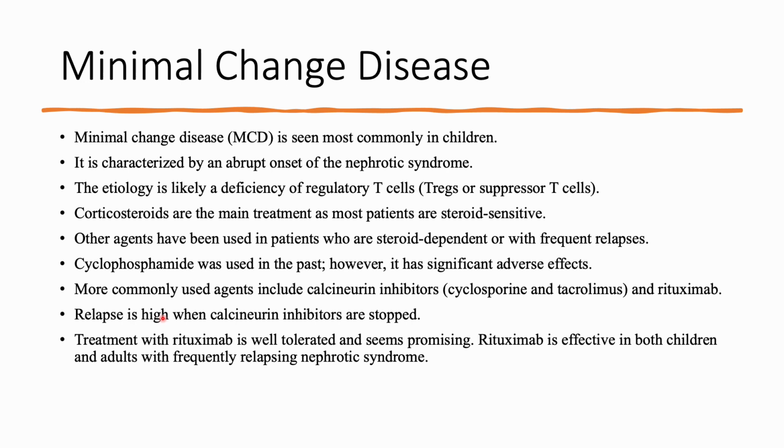Now, if we find that corticosteroids are not enough, we're going to add a calcineurin inhibitor, meaning cyclosporin or tacrolimus, sometimes rituximab. Now, the problems with calcineurin inhibitors, once you stop them, you can have relapse. So you have to taper slowly. Treatment with rituximab is promising, and it's effective in both children and adults with frequently relapsing nephrotic syndrome.